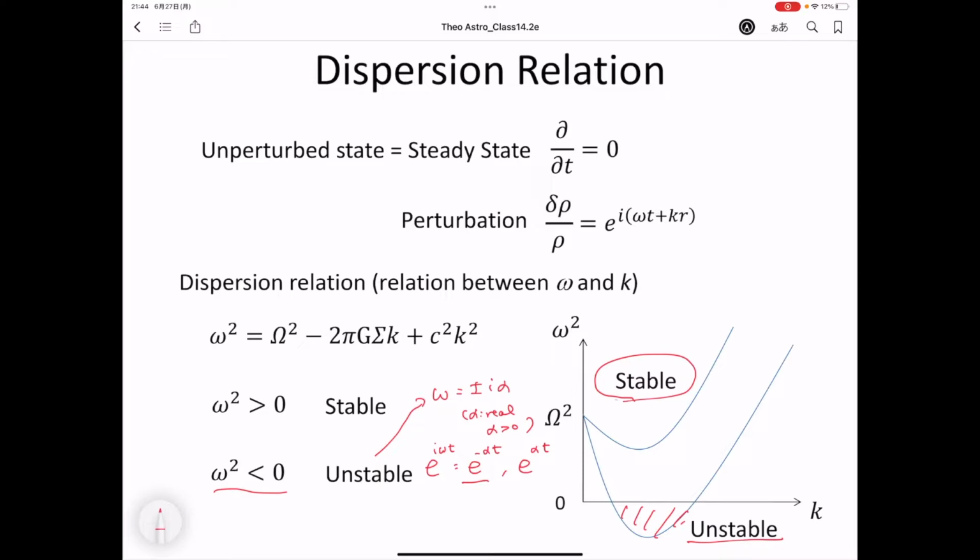Exponential minus alpha t is a decreasing function, so even if the perturbation exists, it quickly decreases. But for the exponential alpha t term, the magnitude increases exponentially with time. This corresponds to the unstable mode, so the magnitude increases with time. So if omega squared is negative, it shows the unstable mode.